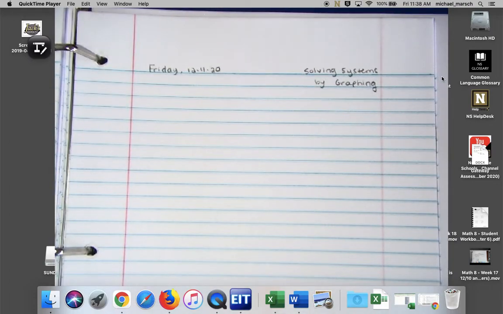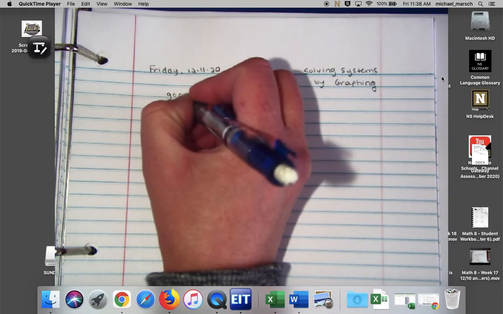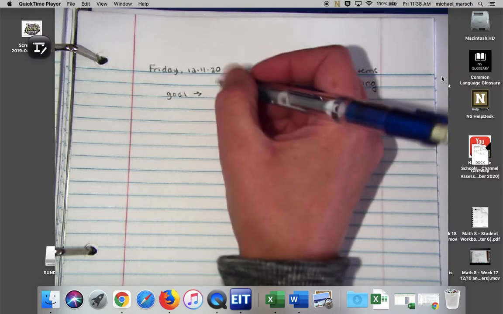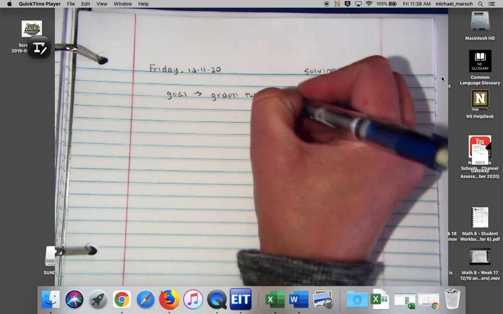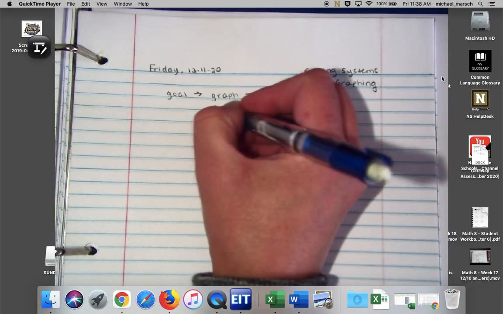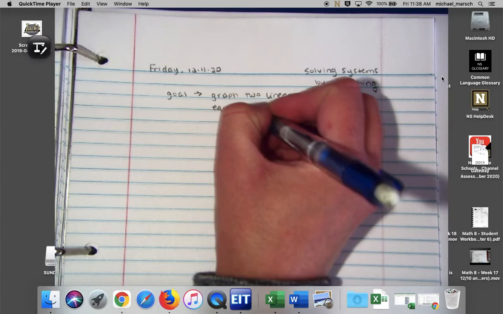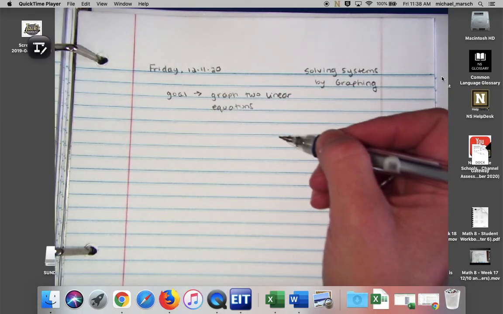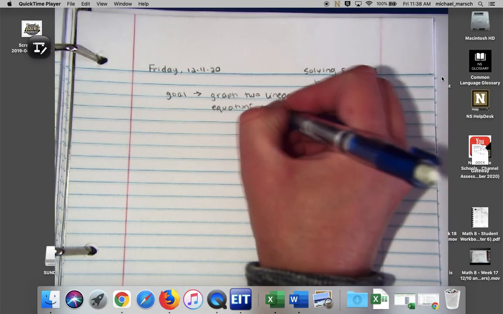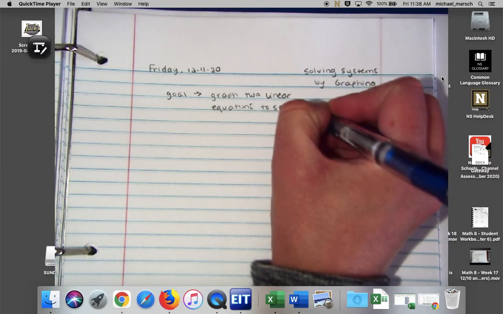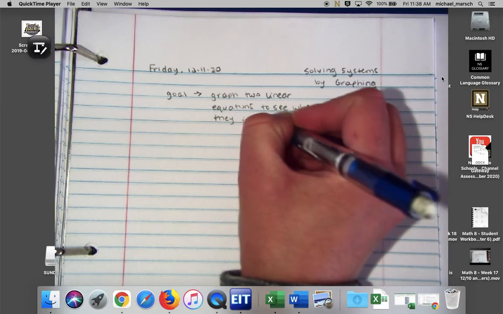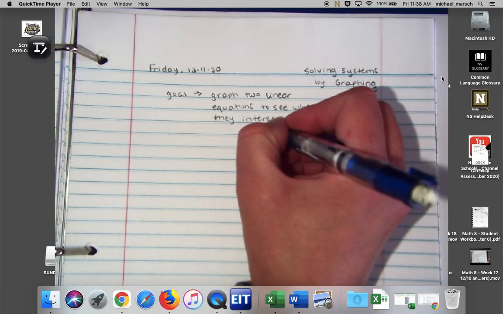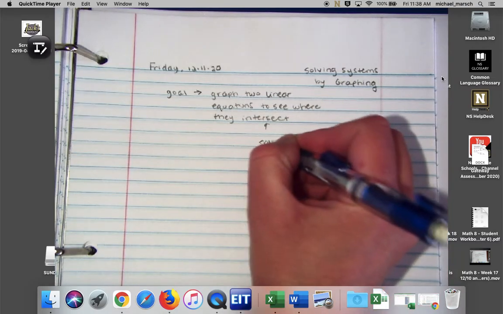Okay, so today we're going to do solving systems by graphing. So our goal today is to graph two linear equations to see where they intersect. And where they intersect will be the solution.